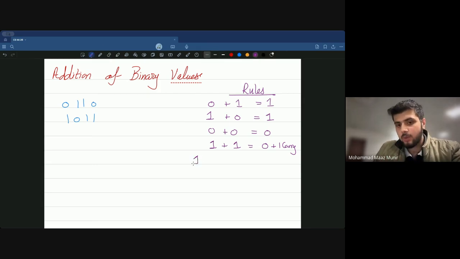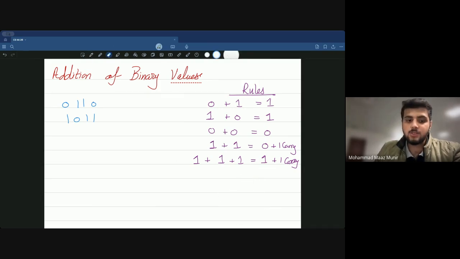And the final one, which is an exception, is that if you have 1 plus 1 plus 1, this is basically going to lead you to an answer of 1 plus 1 carry. This is only possible if I have 1 being added with 1, and I have a carry too. In this case, it's basically 1 plus 1 plus 1, so the answer is going to be 1, and then a carry is going to come up here. Now let's do this short question, and within practice, you're going to memorize all these terms too.